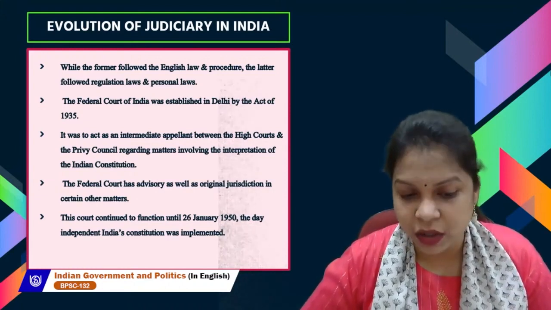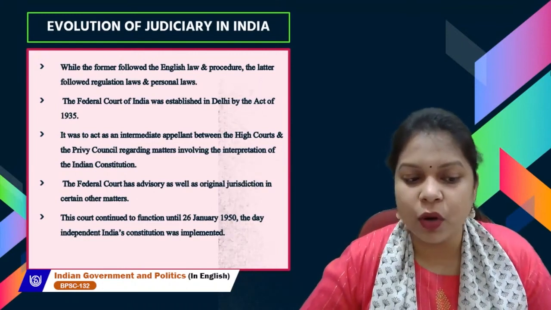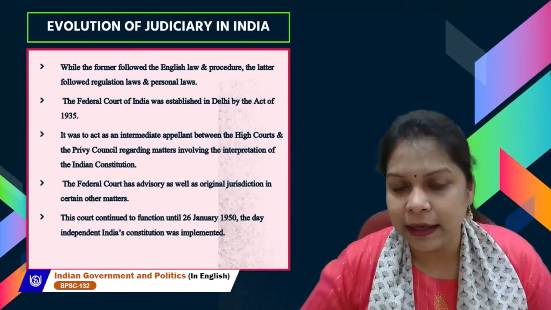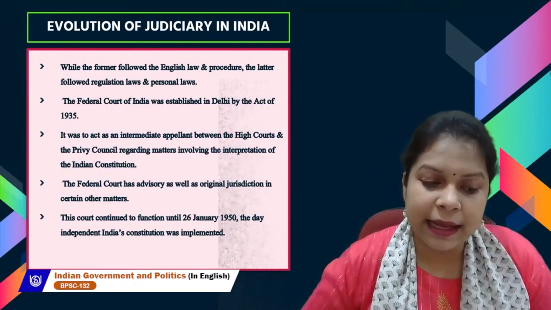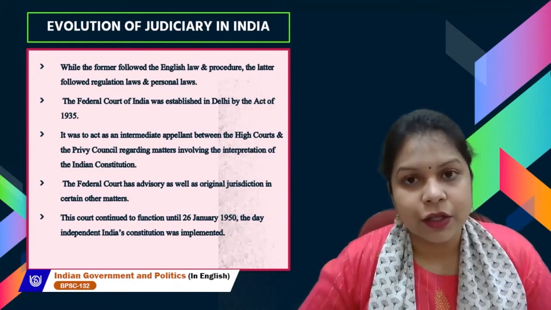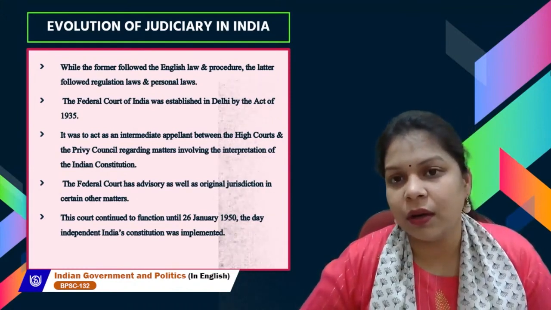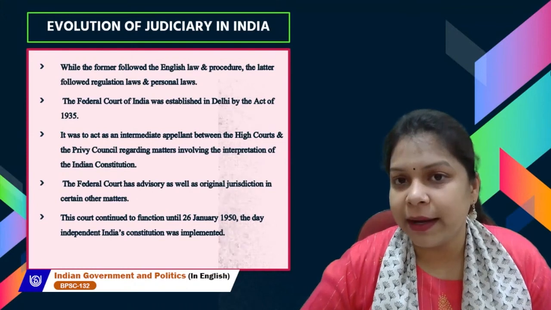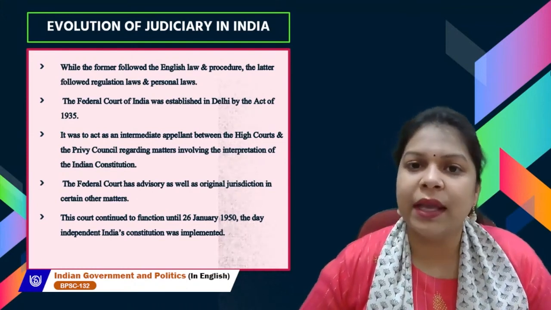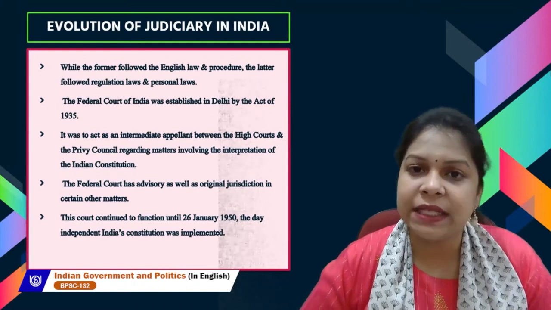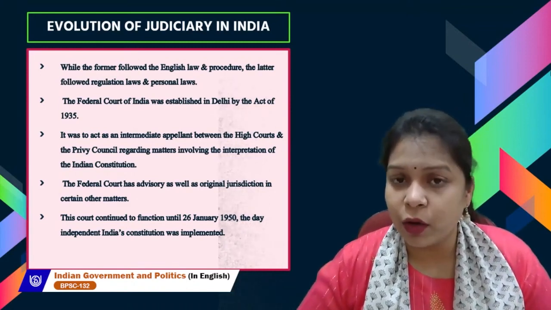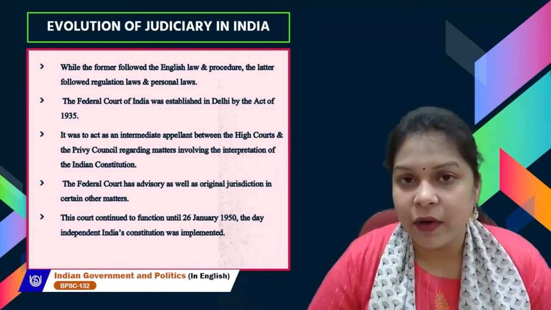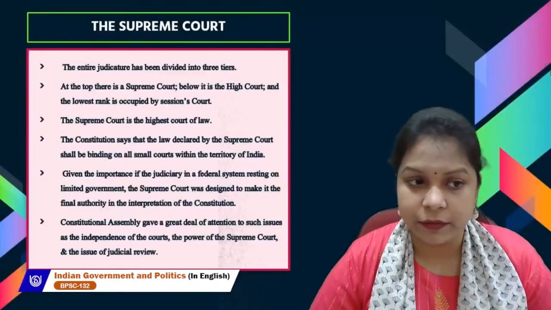This court continued to function until 26 January 1950. So we can say that it started from 1935 onwards, and it continued till 1950, the day independent India's constitution was implemented. As we all know, our constitution was already prepared on 26 November 1949, but it came into force from 26 January 1950, the day on which we celebrate our Republic Day. So the Federal Court functioned till 26 January 1950.